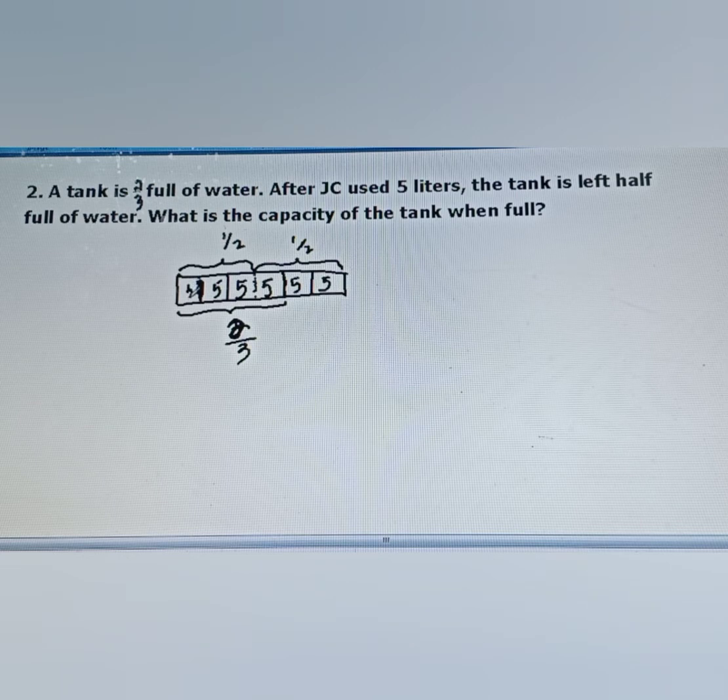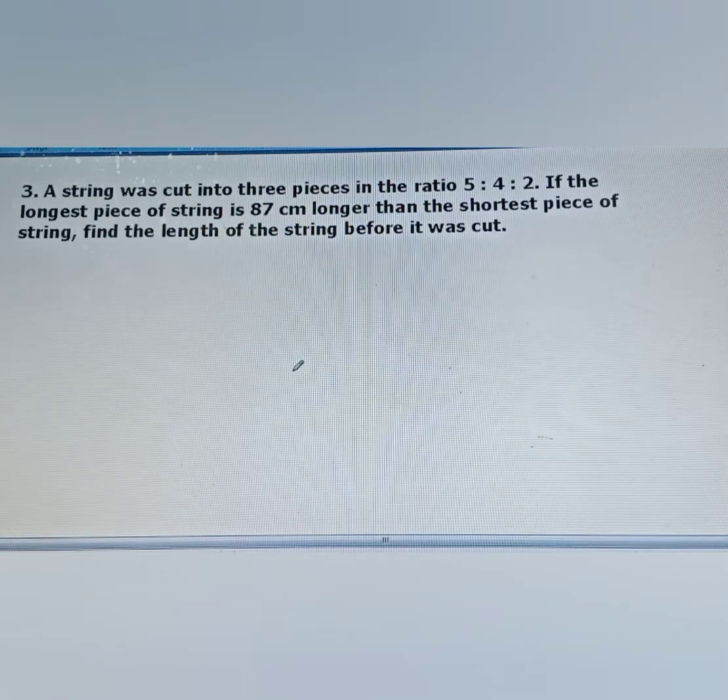Correct? So if you want to know the capacity of the tank when full, you count how many 5s there are. 1, 2, 3, 4, 5, 6. So just multiply 6 times 5, and that will give you 30. So our answer is 30 liters. There. Okay, let's go to number 3.